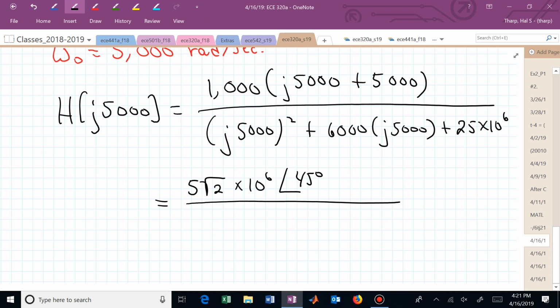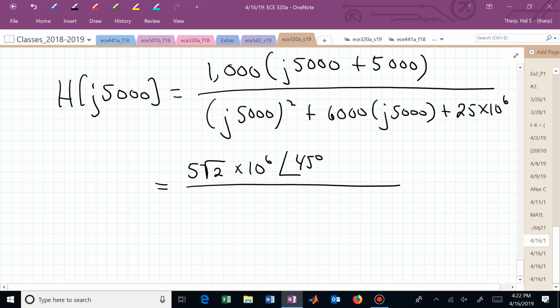The other one, j squared, is minus 1, and you now have 5,000 squared. That's just 25 times 10 to the 6th, and we're subtracting it from 25 times 10 to the 6th. Well, that cleans up, and all we're left with then is the 6,000 times j5000. And where is that?